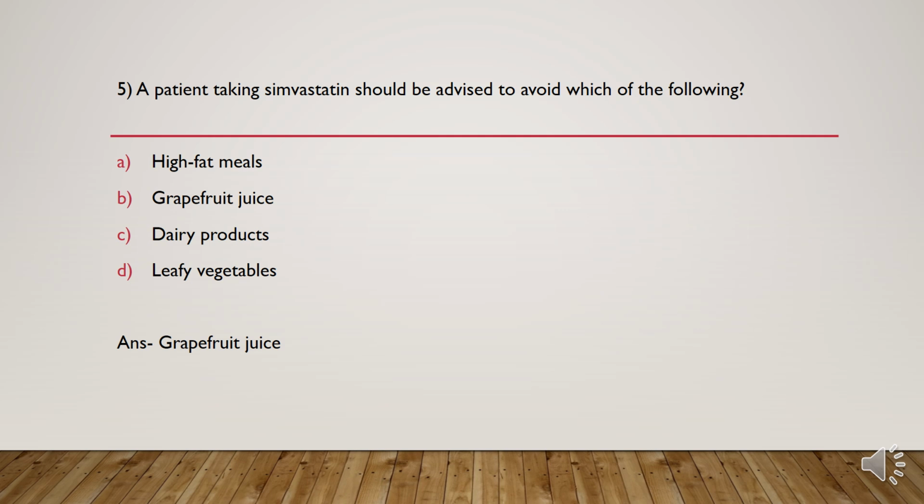Fifth question: a patient taking simvastatin should be advised to avoid which of the following? Options are high fat meals, grapefruit juice, dairy products, leafy vegetables. So the answer will be grapefruit juice, because it inhibits the CYP3A4 enzyme which metabolizes the simvastatin, which can increase the drug levels, leading to higher risk of myopathy and rhabdomyolysis.